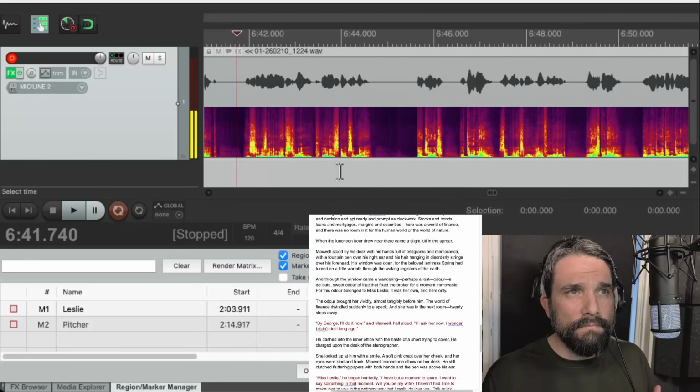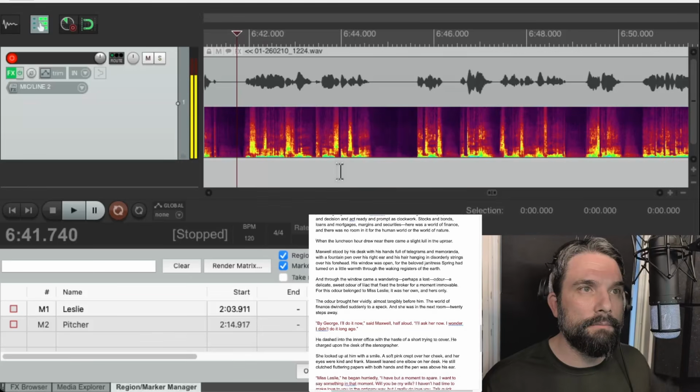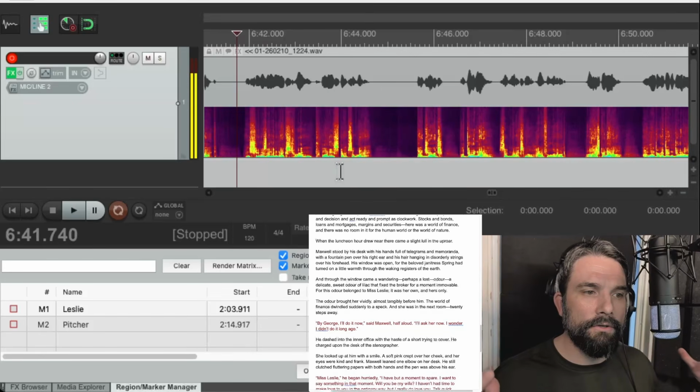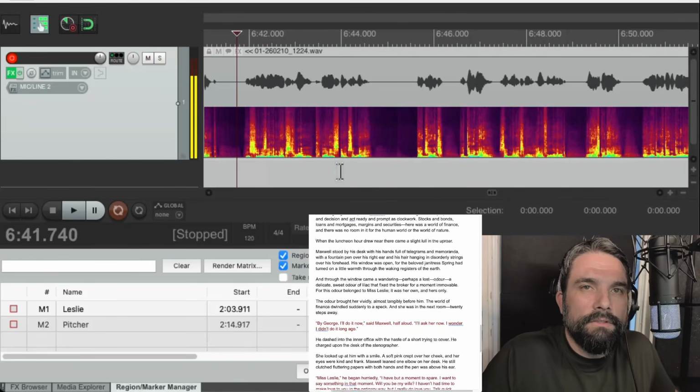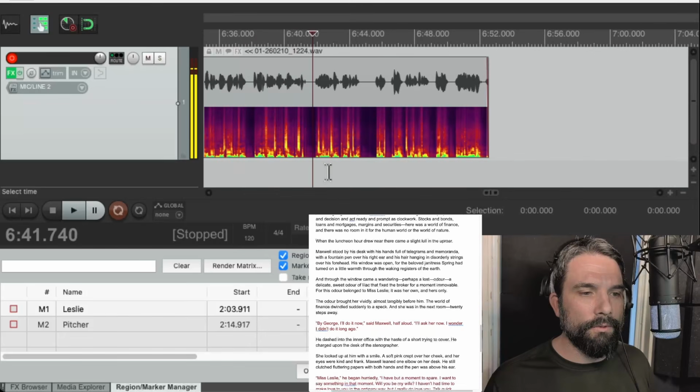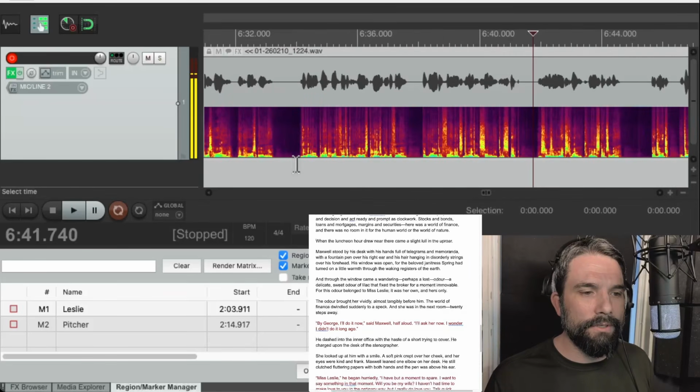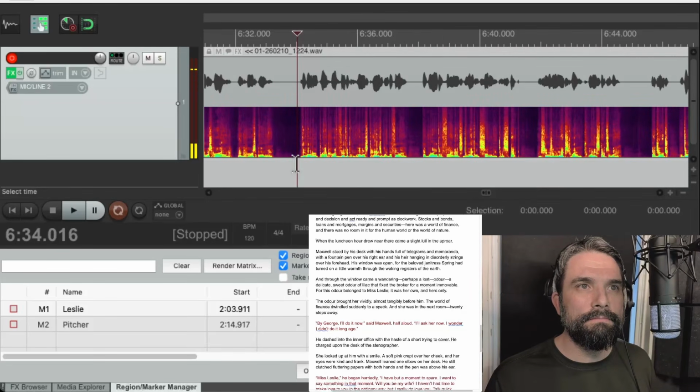So before we do that, let's talk about the last couple of paragraphs. We're talking about Miss Leslie. Maxwell's obviously in love with her. And so I tried to slow down and impart a little more emotion to the voice, just so we're speaking about Maxwell's feelings here.